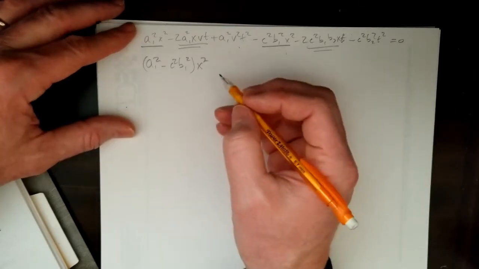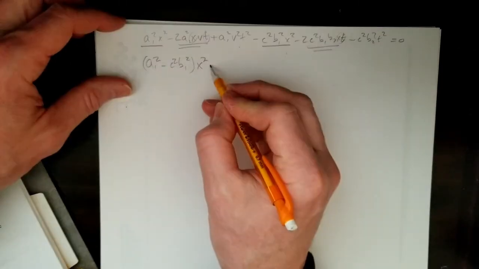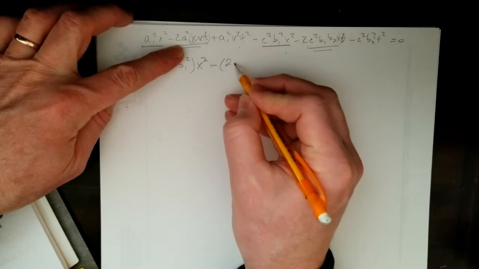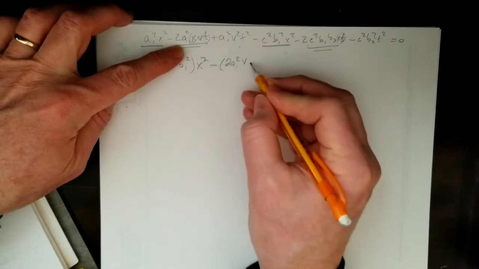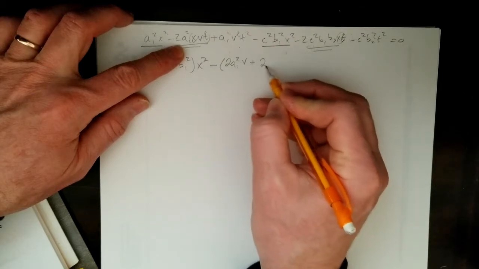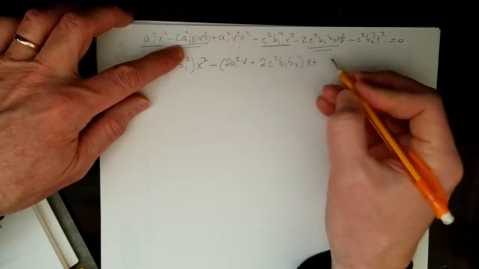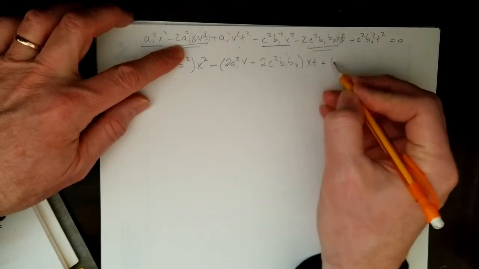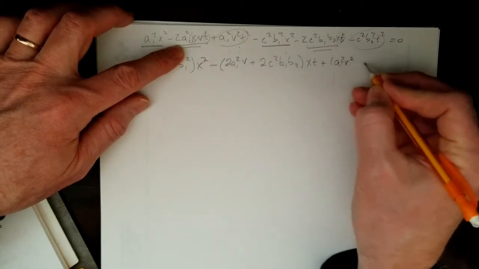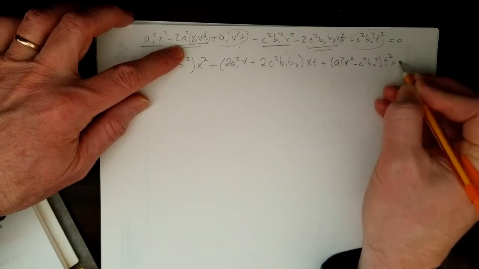Actually, let's do it in terms of x and t. So I have an xt there, and xt there. Minus 2a1 squared v plus 2c squared b1 b2 times xt, and then plus, and now I have my t squared terms over here. I have a1 squared v squared minus c squared b2 squared t squared equals 0.